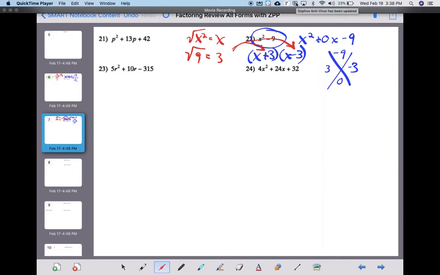Number 24, or 23, you might be like, Mr. B, you said that we didn't have to do that slide and divide method. However, make sure you always take out a GCF first if you can. You can factor a 5 out of here, and then you get r squared plus 2r minus 63.